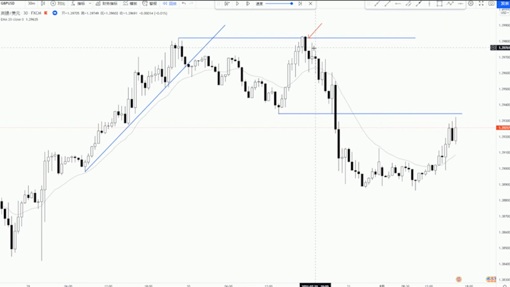So let's see, the height of this pattern is probably close to the 50 level going down, and 48 points is close to the 50 level, and this should be one of the areas where you close out all your positions, and you shouldn't let your profits come back. Take a look at this case again.